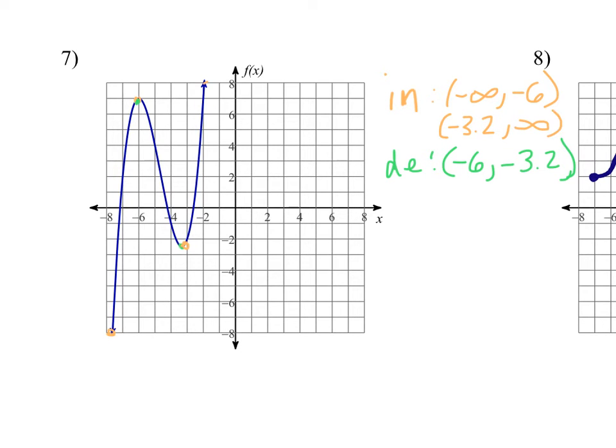While you're decreasing, why wouldn't it have a bracket? Always for increasing and decreasing, we put parentheses because let's take a look at this point here for negative 6. It's not included in the increasing, and it's not included in the decreasing because you can't be both increasing and decreasing at the same time. So that's why we always put parentheses for increasing and decreasing.